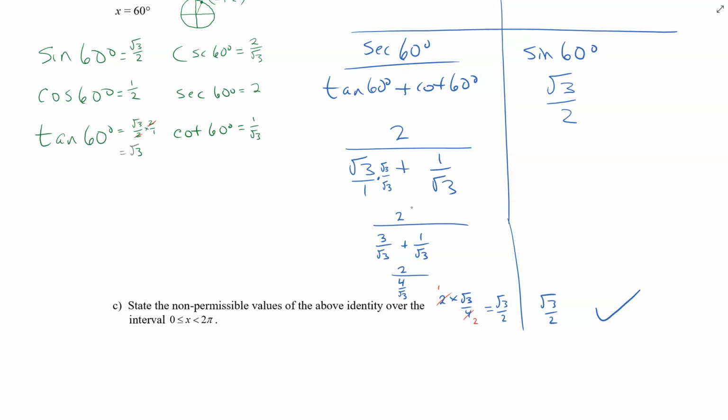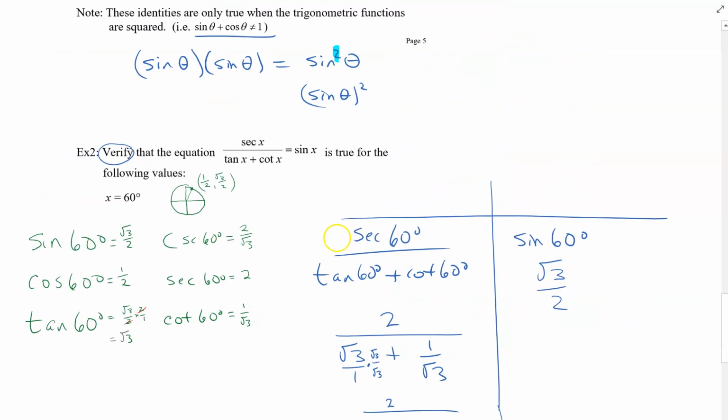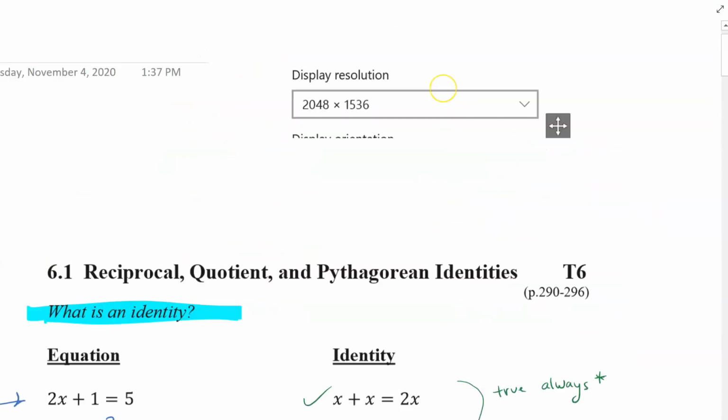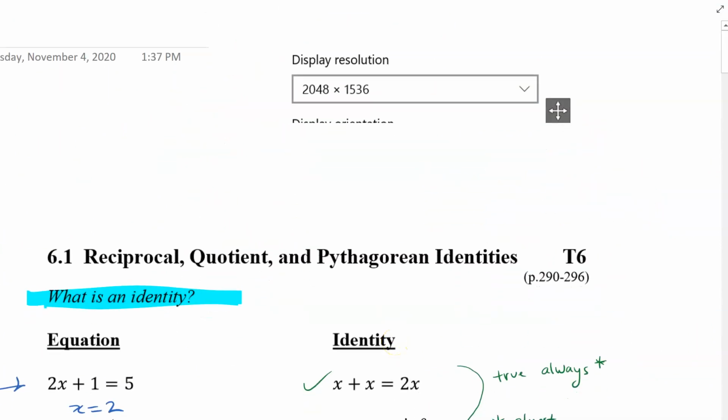Okay, so if I look back again here, I think about what's in the denominator. The tan of x, remember, is sine over cos, and cotan is cos over sine. Oh, I think I went too far here.